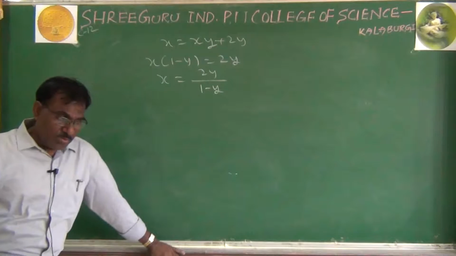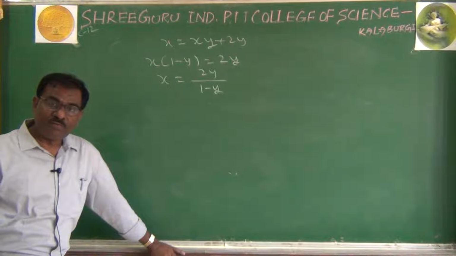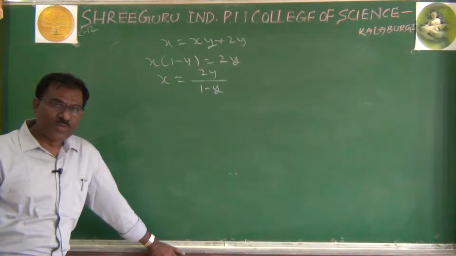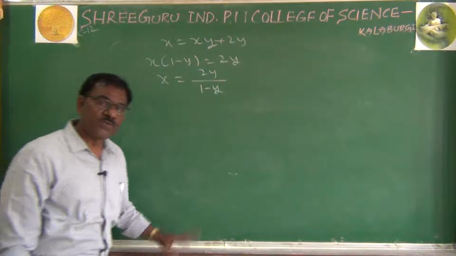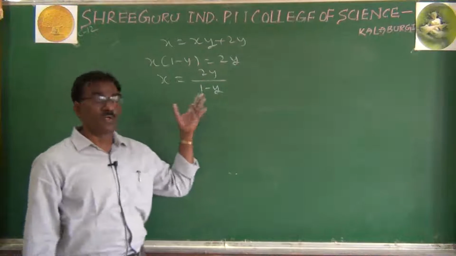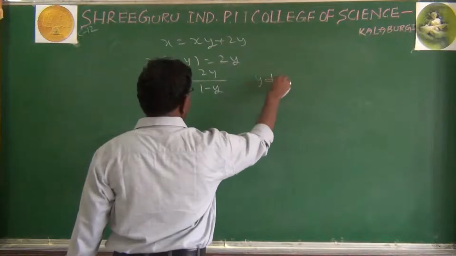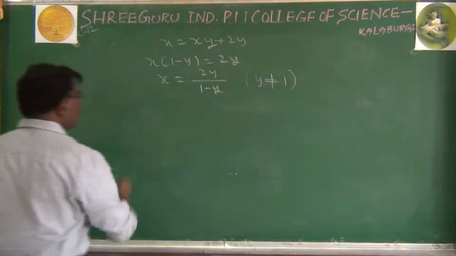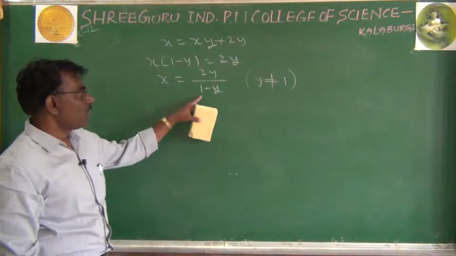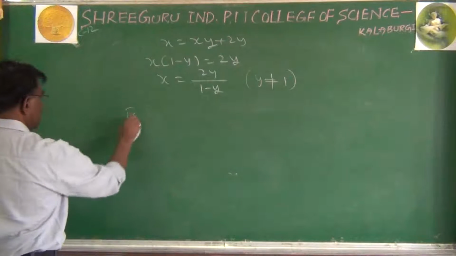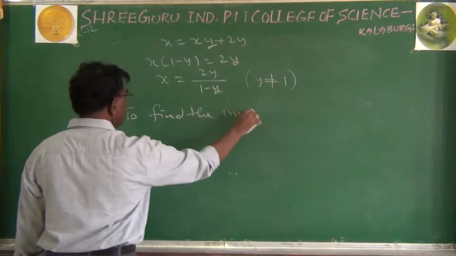For every y belongs to codomain, there exists x belongs to minus 1 such that f of x is y. Otherwise, don't worry, you can write f of x is y. So we have to solve the x value in terms of y. But here y is not equal to 1. So x equals 2y by 1 minus y. To find the inverse, now you write.